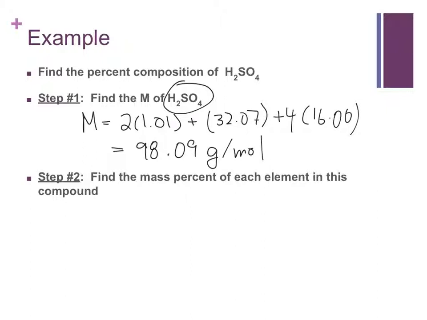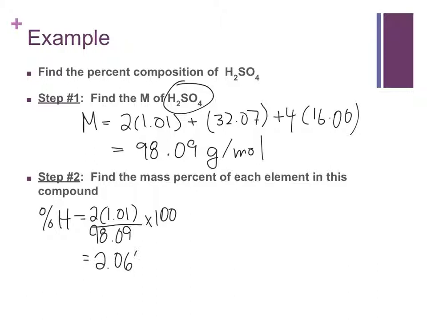In the second step, what we want to do is find the mass percent of each element in this compound. So we're going to set it up exactly the same way as the last example. Our percentage of hydrogen, again we have 2 hydrogens, so it's 2 times 1.01 over 98.09 times 100. If we do that one, you get 2.06%. Okay. 3 sig digs because the 1.01 is 3 sig digs.